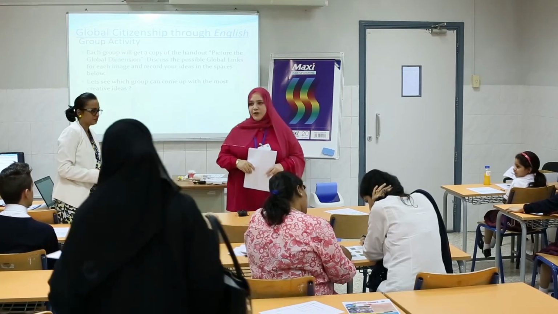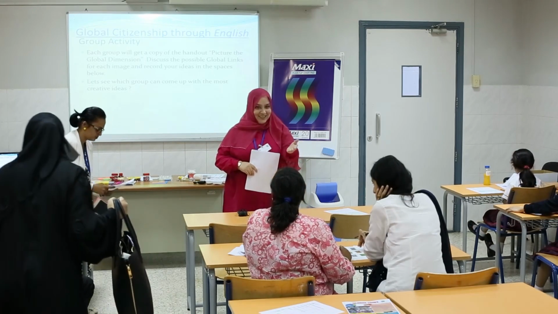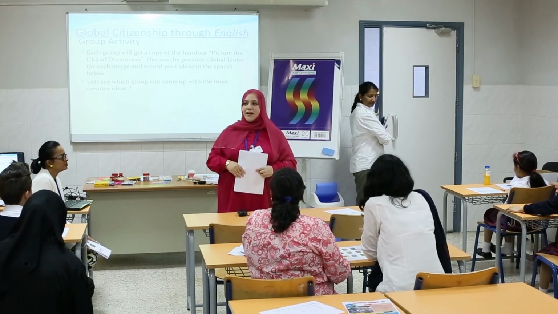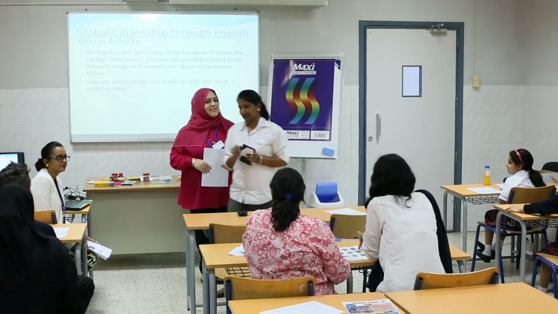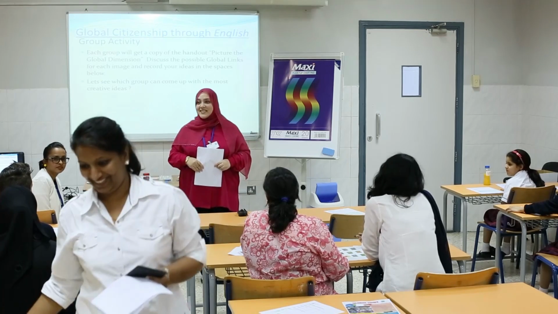Shall I do the first one for you? What do you see in the first picture? What do you see? Tell me. Hands. Hands in the air. And are the hands all the same color? No. What does it mean? Different colors, different colored skins. People from different parts of the world, different ethnicities.